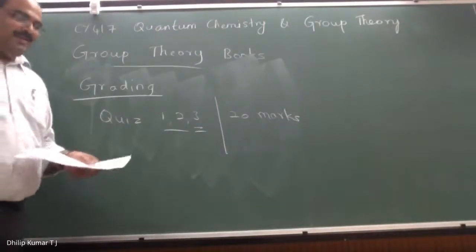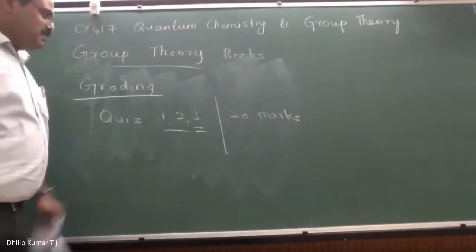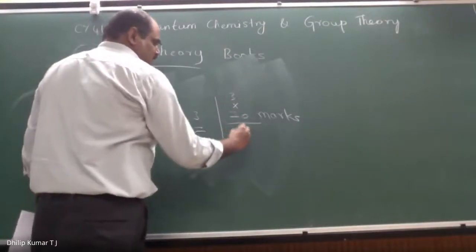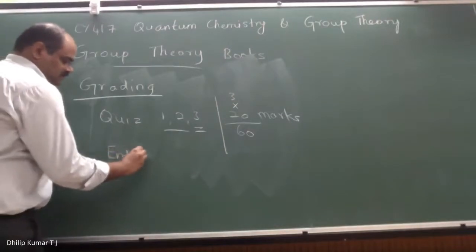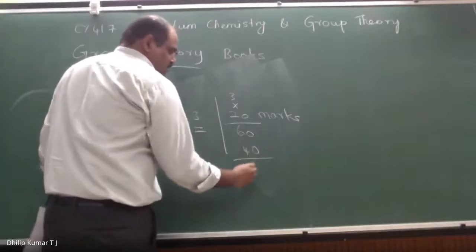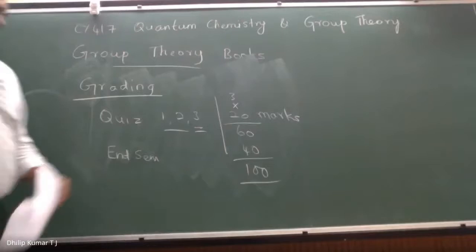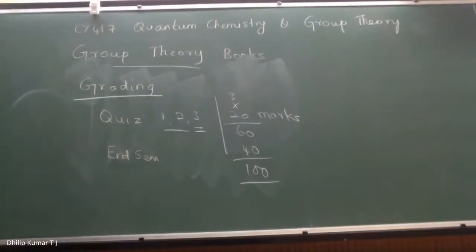Once you are here, there will be an end-semester exam for 40 marks. So the quizzes make 60 marks, and then the end-semester exam is 40 marks, so it becomes 100. In that exam, part of group theory will be there, and then quantum chemistry will be there, for a total of 100 marks.